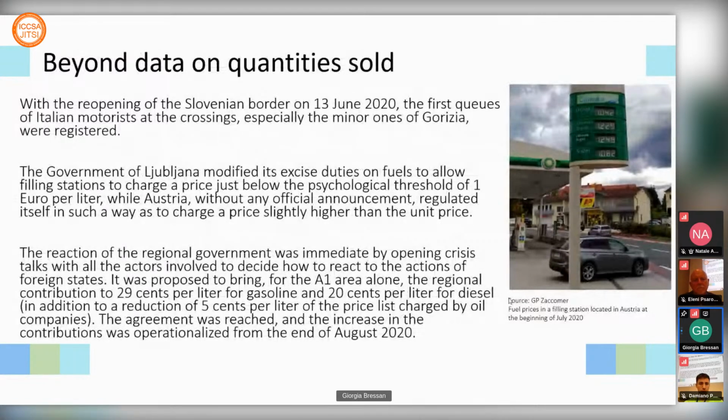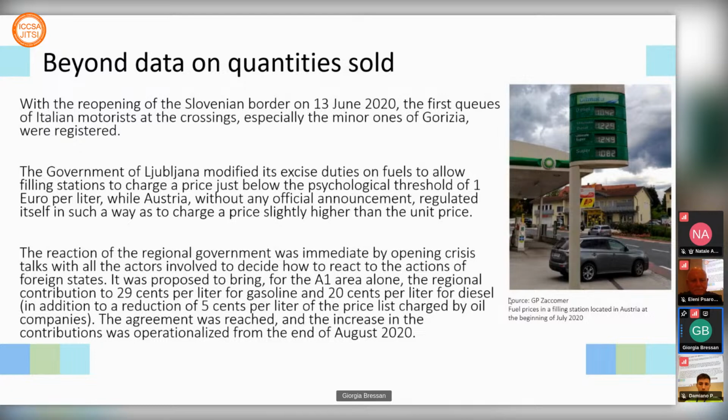We have presented some findings concerning yearly quantity sold, but we should remind the context in which those data were registered, context that influenced the market outcomes presented. In fact, besides the decisions of the economic actors, in this market the actions of institutional actors such as the neighboring states and the regional government are relevant.